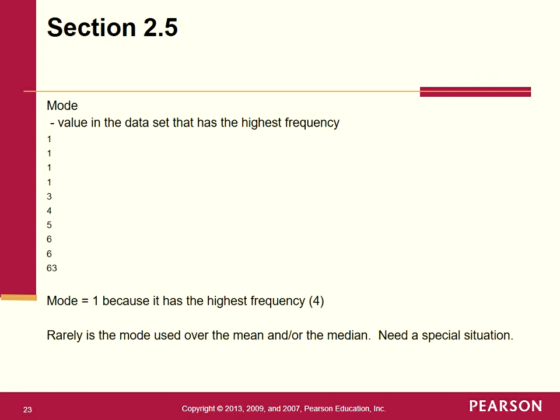Now rarely is the mode used over the mean or the median. You need a real special situation. That special situation would be if you had discrete data where you had a bunch of values that were repeated. Let's say you had a data set that had a bunch of 1s, 2s, 3s, and 4s, and that's it. There might be a lot of worth then to use the mode in that situation as a measure of center.